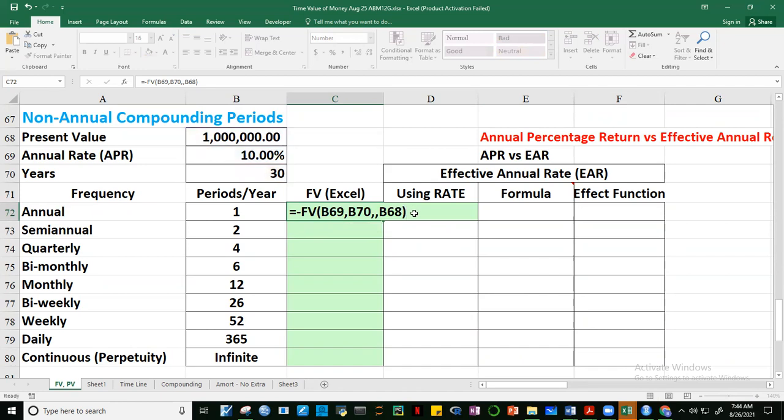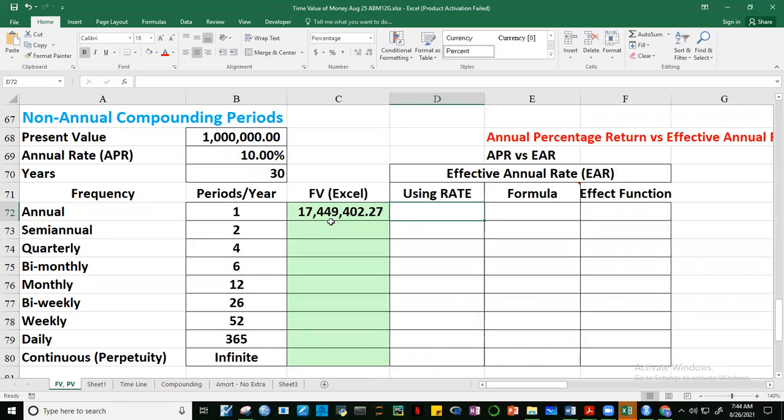So it's 17,449,000, 17.5 million approximately. So our 1 million in 30 years time at a rate of 10% will be 17.449 million. Okay, however, it will not be the same if the compounding is semi-annual. Okay, if the compounding is semi-annual, that means the interest will be computed twice a year.